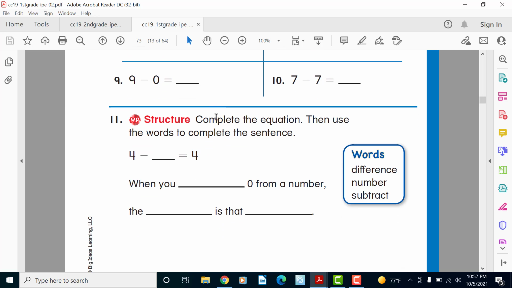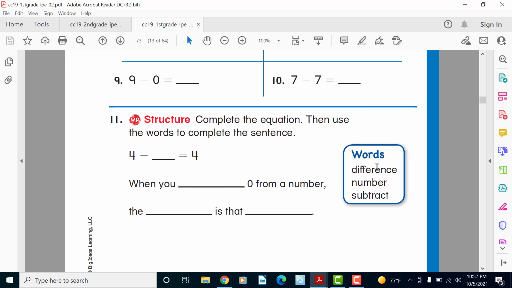Now, in number 11, do you see we are going to be filling in the equation. And then do you see these 3 empty spaces? We're going to use these words to fill in the 3 empty spaces. So let's come up to the subtraction equation first. 4 minus what is 4? What do you take away from 4 to end up with 4? Could you take away 3? Could you take away 2? Could you take away 1? I don't know. Could you try to take away 7? What do you take away to end up with 4?